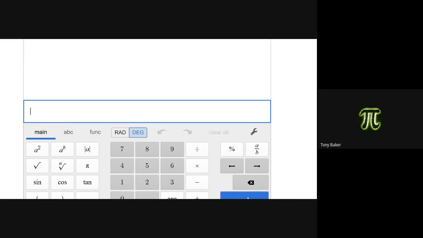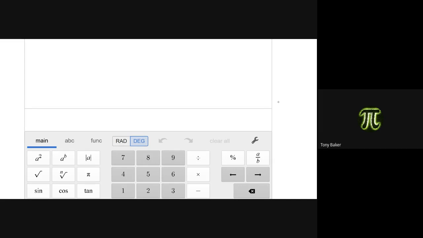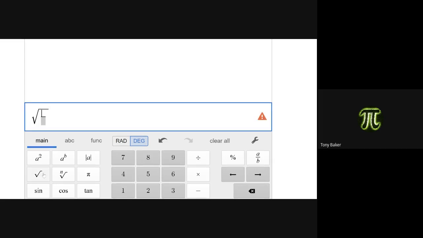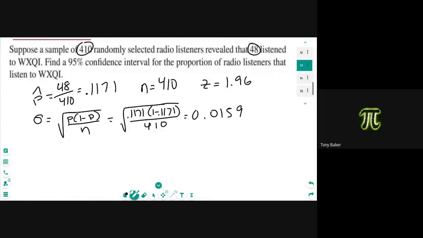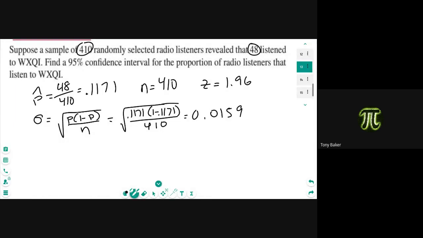Oh, did I just literally erase everything I had there? Oh, nice. Okay. Let's type that again. I think I didn't need the rest of it. All right.